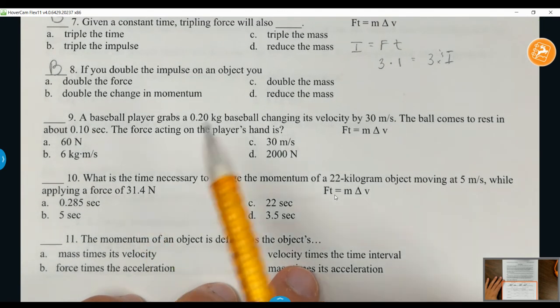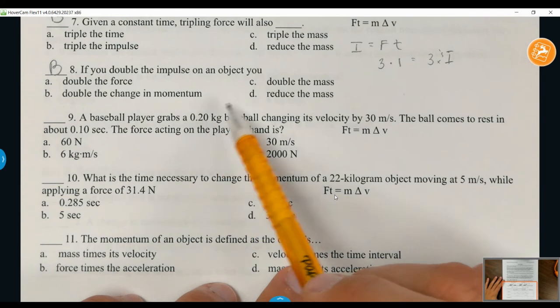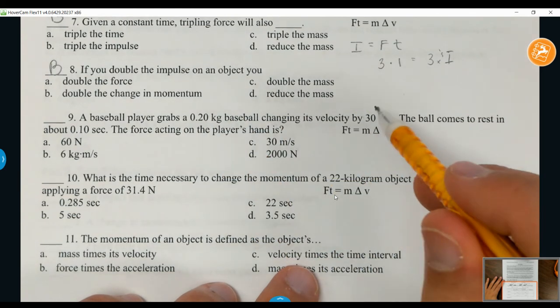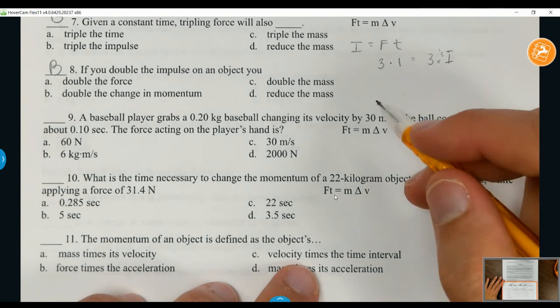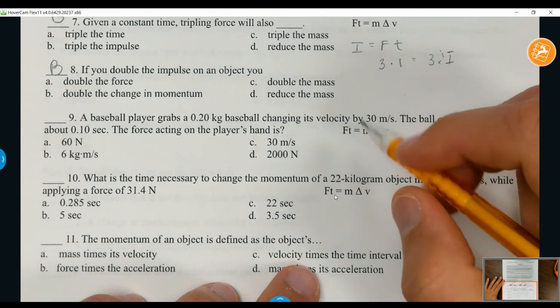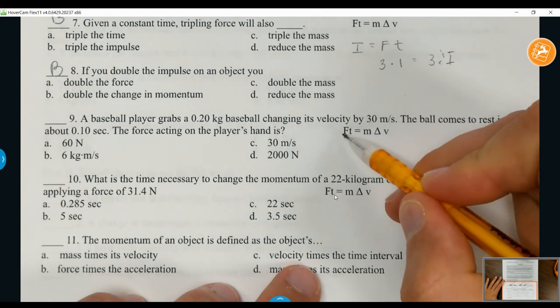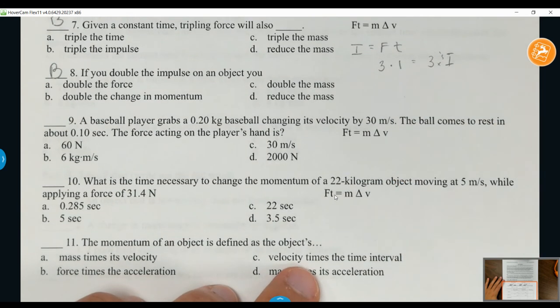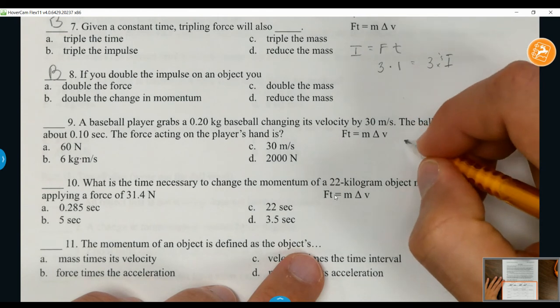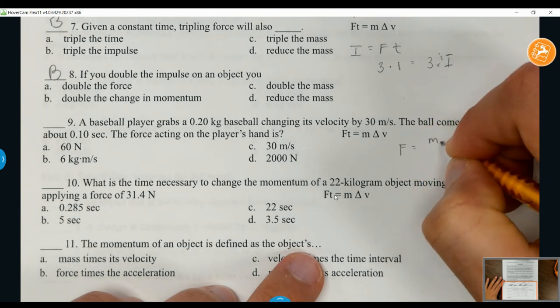So a baseball player grabs a 0.20 kg baseball, changing its velocity by 30 meters per second. The ball comes to rest in about 0.1 seconds. So what is the force acting on the player's hand? Okay, you're given mass, you're given velocity, they want F. So if I wanted to get F by itself, I would have to divide both sides by what? I would have to divide both sides by T.